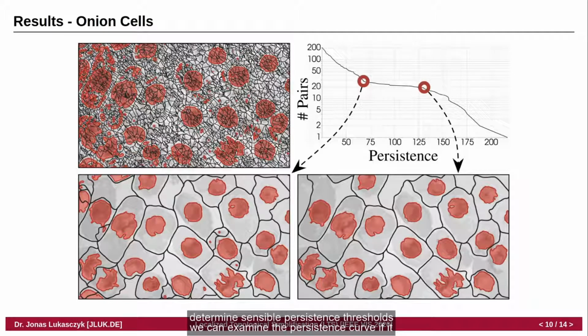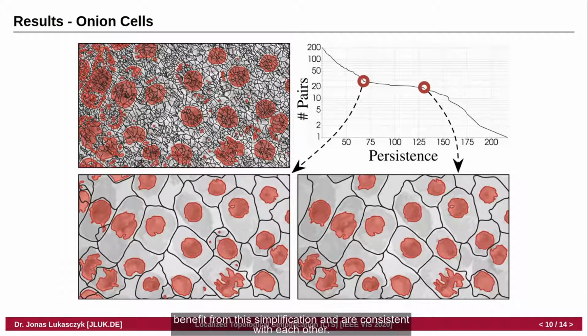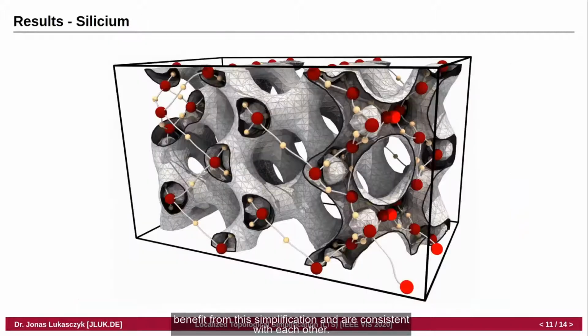thresholds, we can examine the persistence curve if it exhibits any plateaus. The endpoints of such plateaus often correspond to thresholds that separate noise from signal, and we can see that the threshold on the right side of the plateau yields some strong segmentation results. This example also highlights the primary advantage of pre-simplifying the data over post-simplifying the abstractions, namely that once the data is simplified, all subsequently computed abstractions benefit from the simplification and are consistent with each other.